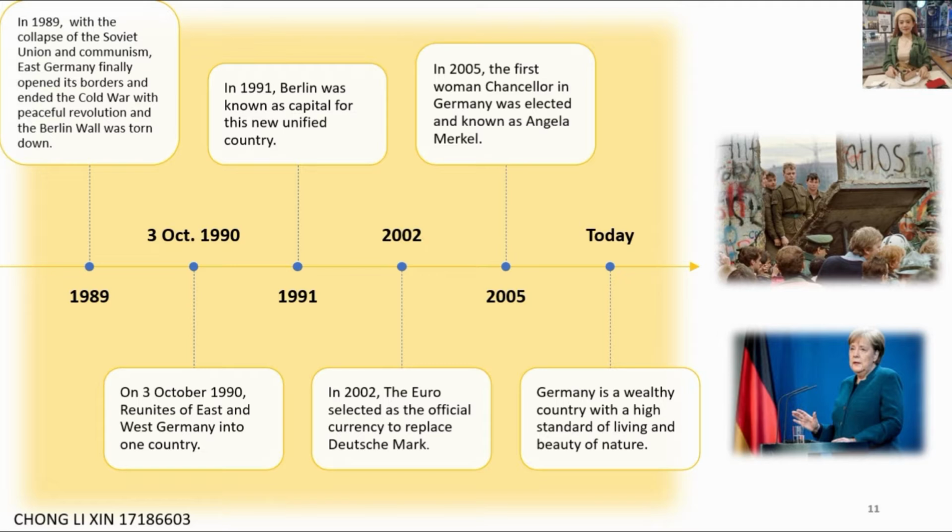In 2002, the euro was selected as the official currency to replace the Deutschmark. In 2005, the first woman chancellor in Germany was elected, known as Angela Merkel. After a long story until today, Germany has become a wealthy country with a high standard of living and beauty of nature.